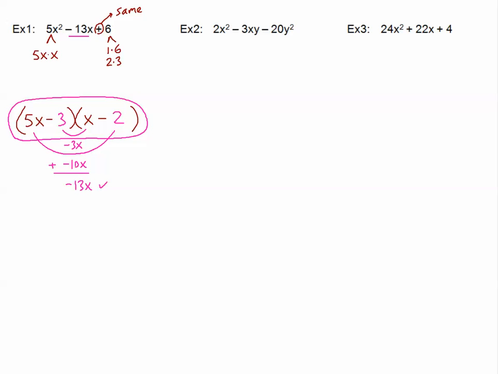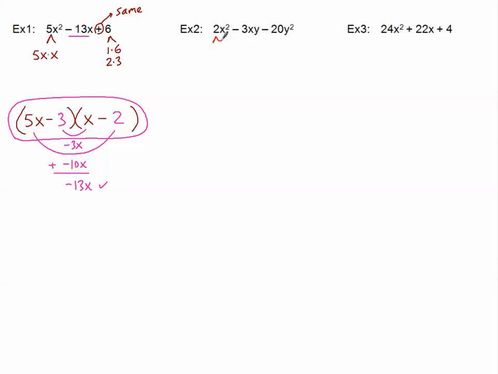Let's look at example 2. We have multiple variables in here, but that's okay. I see a 2, I see a 20. Makes me think there might be a GCF, but unfortunately, nope, there's a 3 in the middle, so that's not going to be a GCF. And they don't share the same variables in all the terms, so it looks like there's no GCF here.